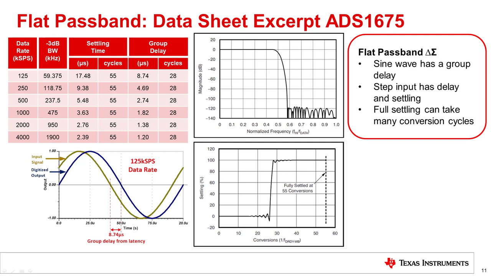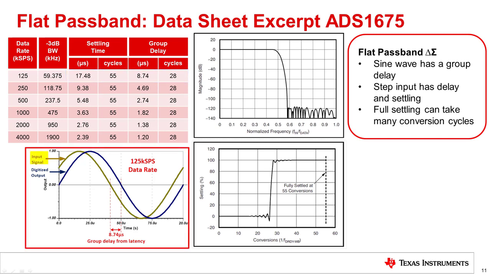The settling time is related to the filter design, and the number of cycles it takes may be different for other converters. The step response shows that it takes 55 cycles to fully settle. Notice from the step response that you don't see any output until about 28 conversion cycles. Then it takes the remaining 27 cycles to fully settle. Finally, the group delay is roughly half the settling time.